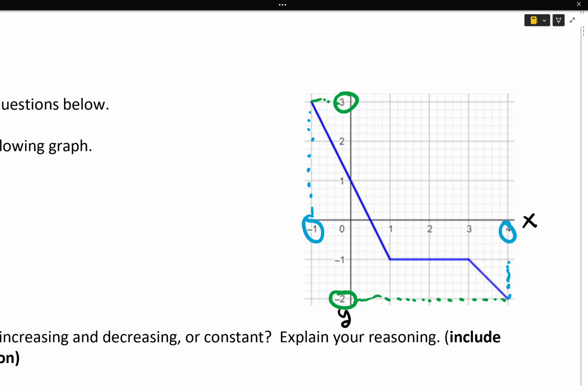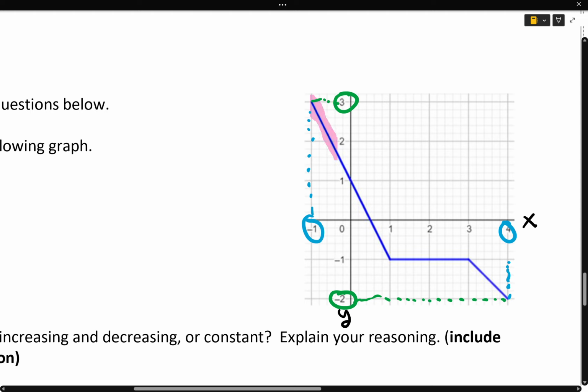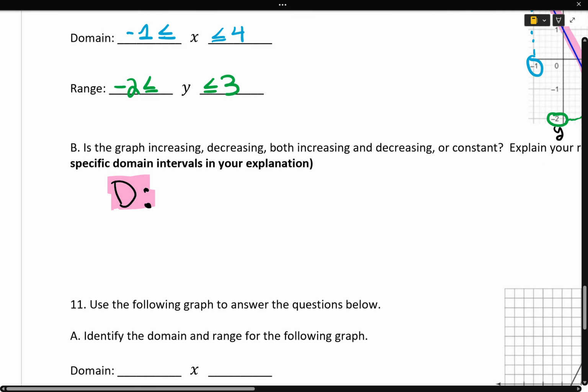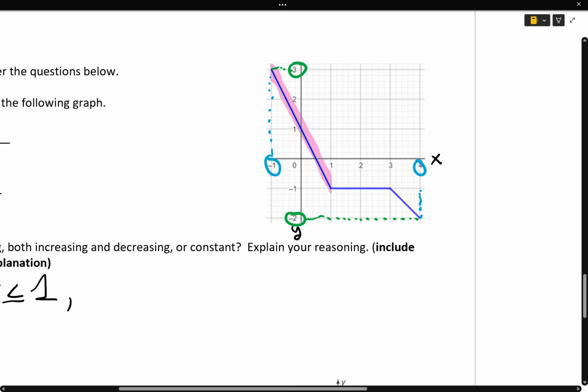So, it looks like I'm decreasing. Let's highlight. From -1 all the way to +1. Let's write that down. Decreasing from -1 to +1. That's my explanation.